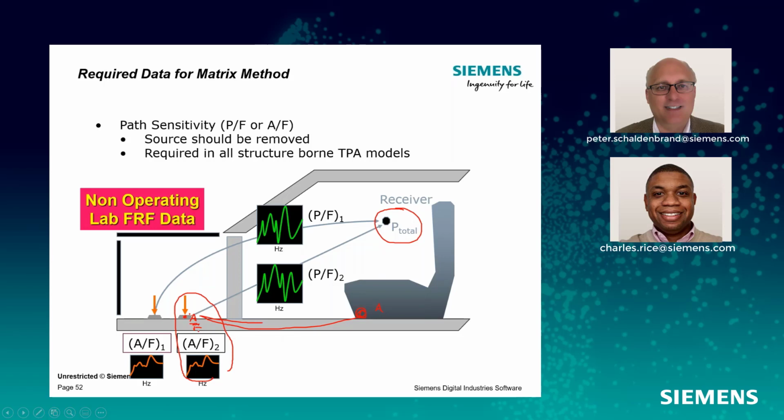Can you measure A over F easily, Charles? Yeah. Yeah, that's just an impact hammer, right? Or shaker. And you just have the accelerometer right there and you can get your A over F. P over F, it's just a microphone over here and your impact hammer over there. In fact, you can even measure them at the same time. You apply the force with the impact hammer, and if you had both an accelerometer and a mic in place, you could pick up your A over F and P over F.